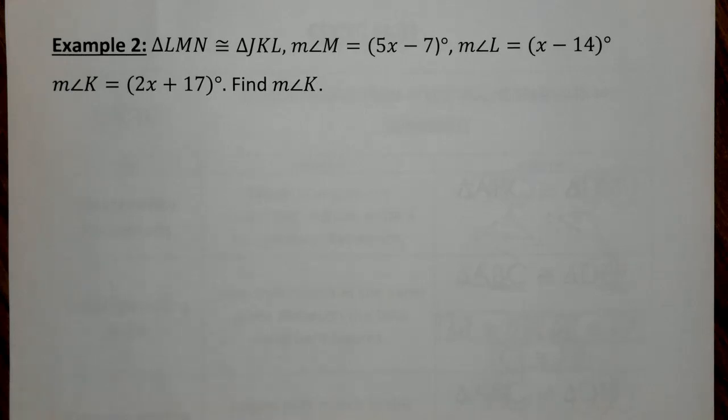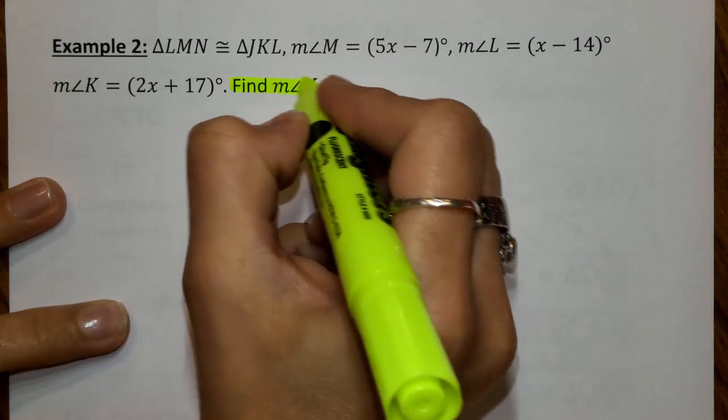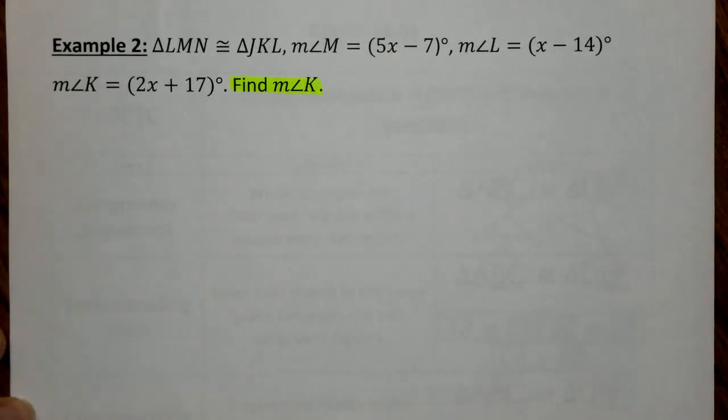So the measurement of angle M is going to be 5x minus 7, measurement of angle L, x minus 14, the measurement of angle K, 2x plus 17. In this problem, we are going to need to find the measure of angle K. Solving for x is not good enough. This is where we have to be super careful, make sure what do they actually want us to find.